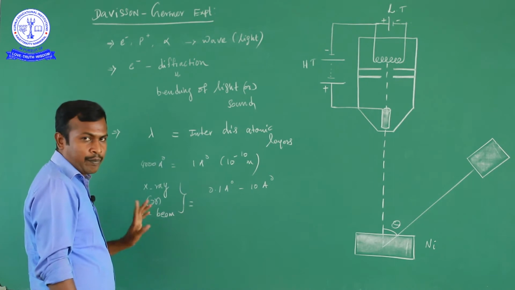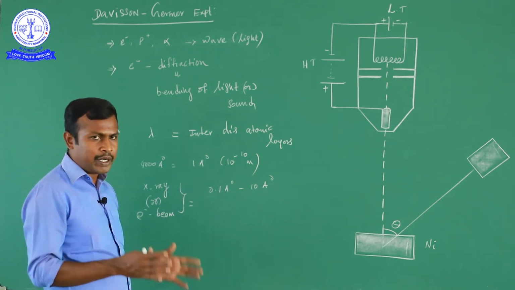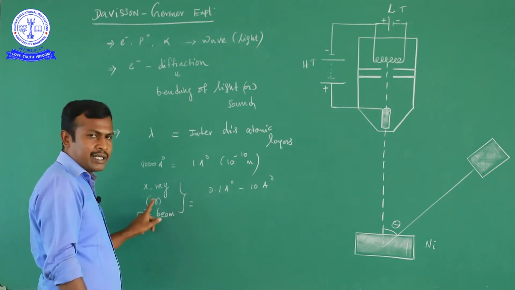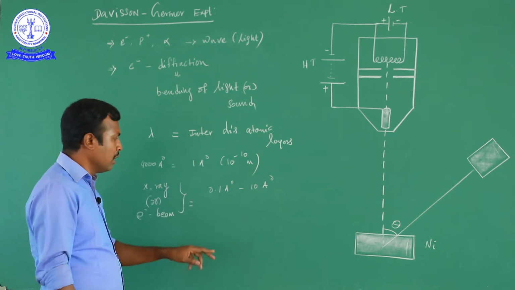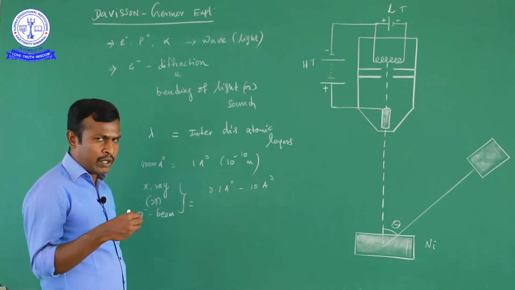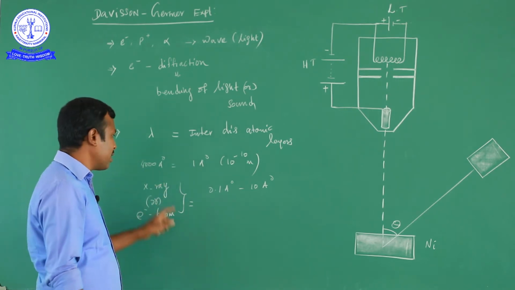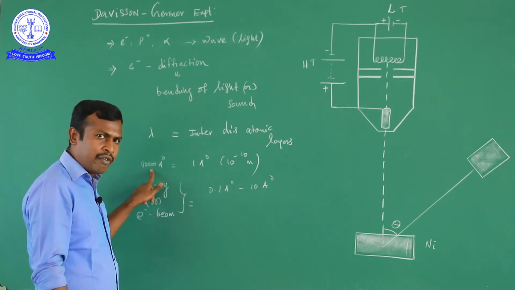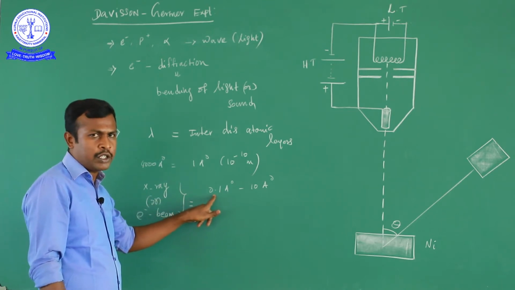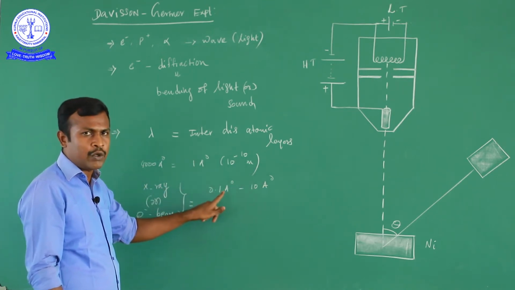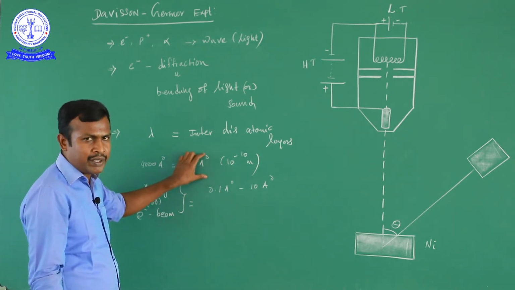Another is the electron beam. How are we going to find the wavelength? First, the X-ray has a wavelength range of 0.1 Armstrong to 10 Armstrong, which we can use in diffraction. Instead of visible light, we can use X-rays. Why? Because visible light has a wavelength of 4000 Armstrong, but X-rays have a wavelength of 0.1 to 10 Armstrong, which is more or less comparable to the interatomic distance between the crystals.